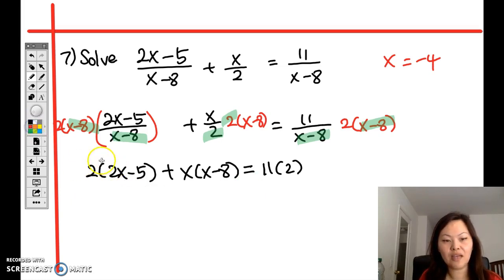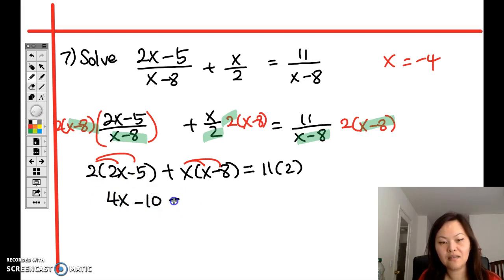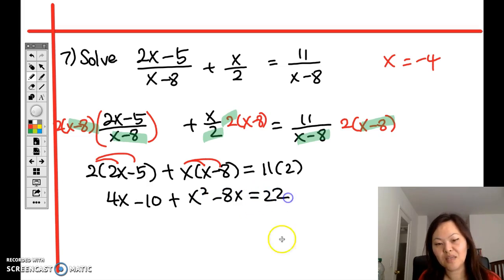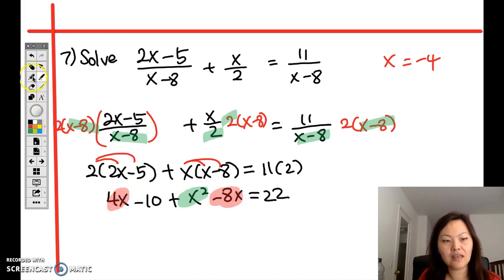So then from here we have to distribute, okay? So that will give me 4x minus 10. And this one will give me x squared minus 8x. And this gives me 22. Now we're combining like terms. x squared is by itself. We have 4x and negative 8x. And finally, we have negative 10. Okay, so let's combine them.